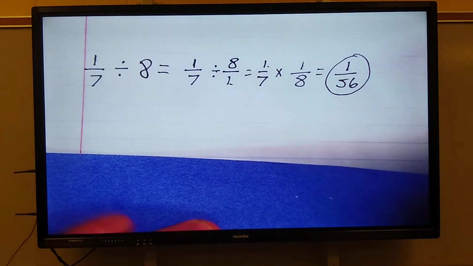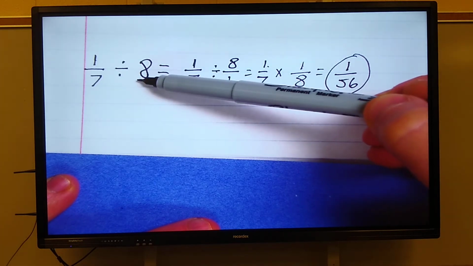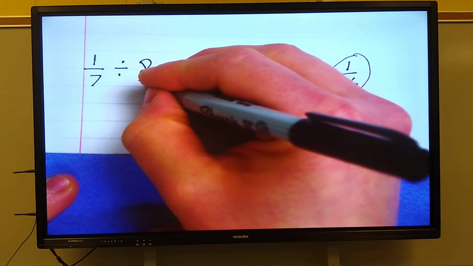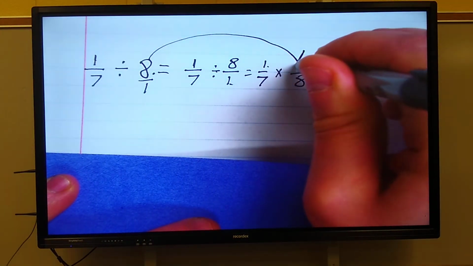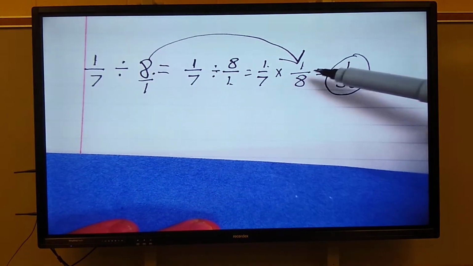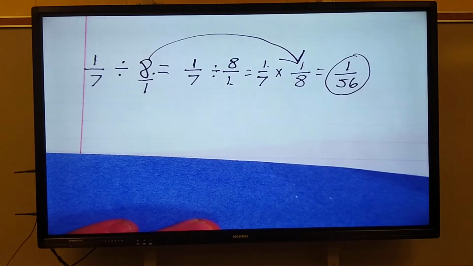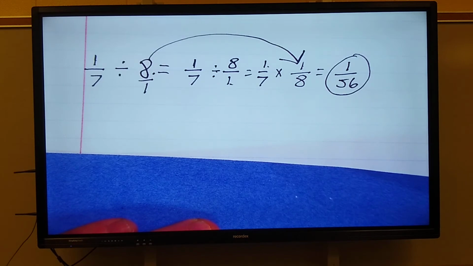Okay. So remember, there's two. When you have a whole number as your divisor, there's two things you're going to have to do to it. You're going to have to change it to a fraction by putting 1 under it. And then you're going to have to find its reciprocal by flipping it. As you see here, 8 over 1 became 1 over 8. Then, of course, the division sign becomes multiplication sign. The dividend stays the same all the way throughout.